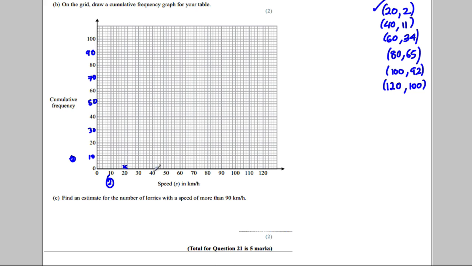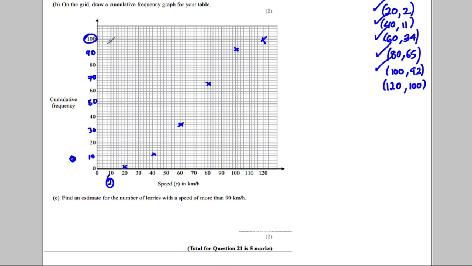40 across, 11 up. 40 across, we get to 10. We don't go a whole square, we go half a square, like that. 60 across, 34 up. 60 across, 30, then 2 and 4, so you go up 2 squares there. 80 across, 65 up. 80 across, get to 60, 2, 4 and halfway gets you to 5. 100 across, 92 up, like that, and 120 across, 100 up.